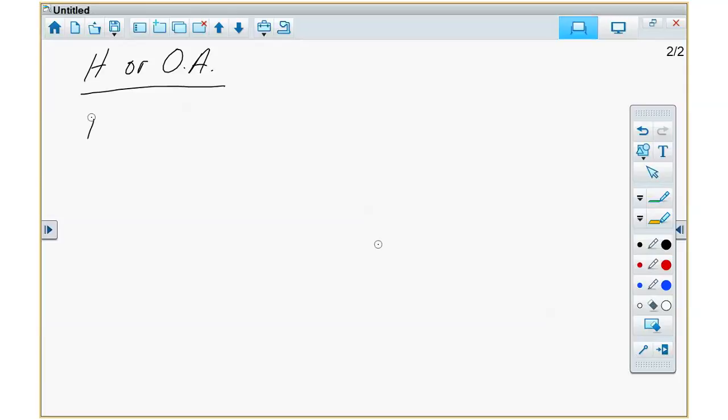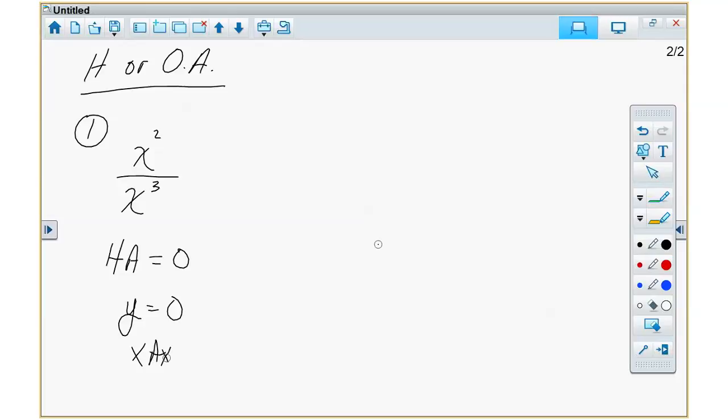1. If the degree of the numerator, x squared over x cubed. If your degree of the numerator is less than the degree of the denominator, your horizontal asymptote is 0, which means y is equal to 0, which means it's the what? The x-axis. Okay, so that's one test.